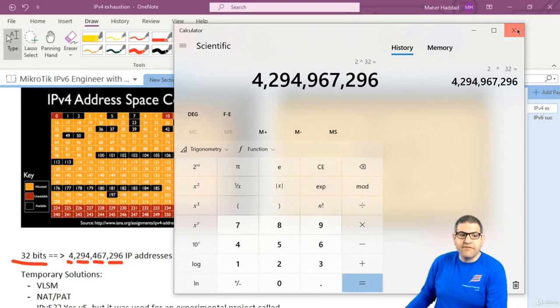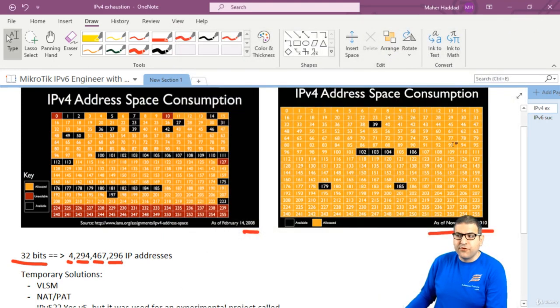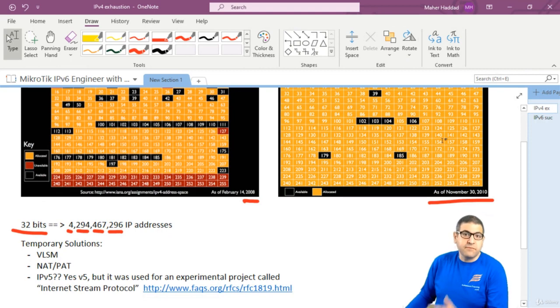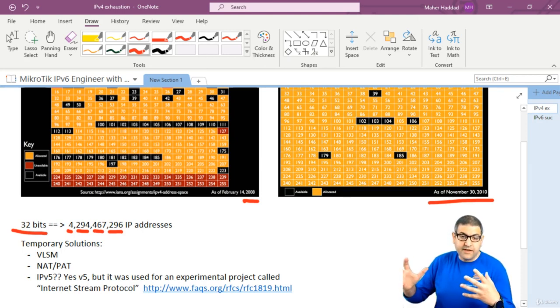But that's not enough. Of course, IP version 4 has been divided into classes: class A, class B, class C, class D, and class E. All of those things are basic, and I assume that you already know about them. Now, to delay the problem of IP version 4 being almost fully used, a lot of things were applied here, something like VLSM, which means subnetting.